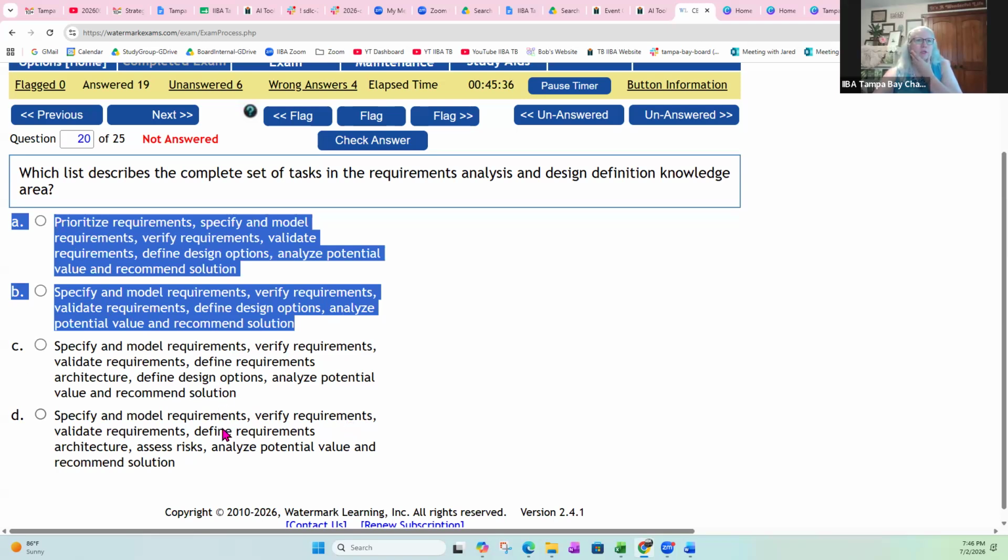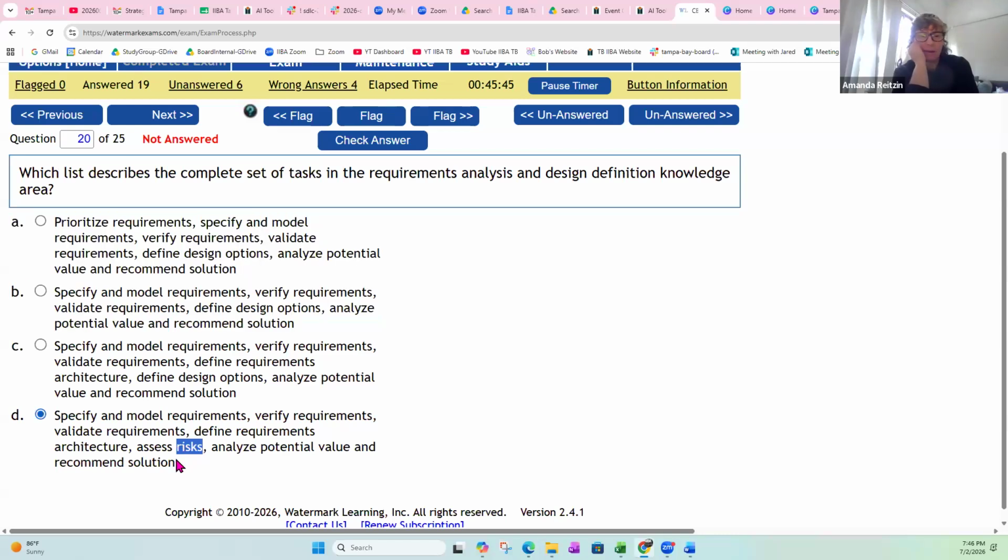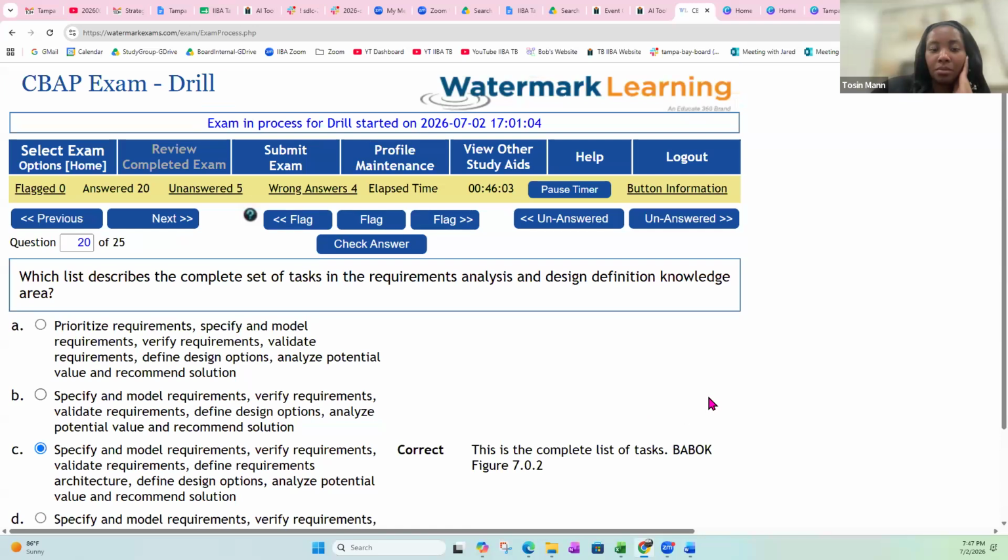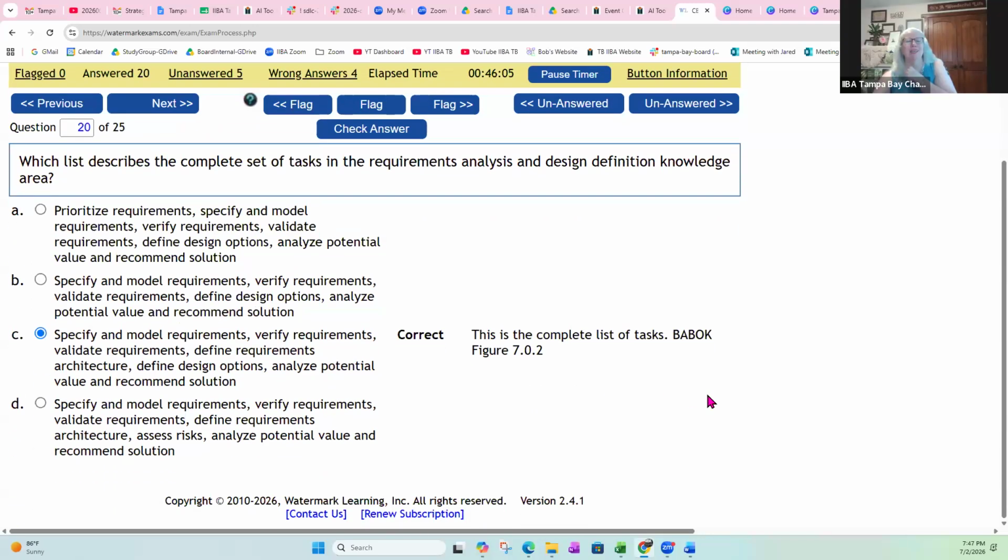Define design options, assess risks. I don't think it's assess risks in design. It's not assess risk. Yeah, let me go through this list: specify and model requirements, verify requirements, validate requirements, define requirements architecture, define design options, analyze potential value, and recommend solution. Right? Exactly. This is a complete list of tasks.